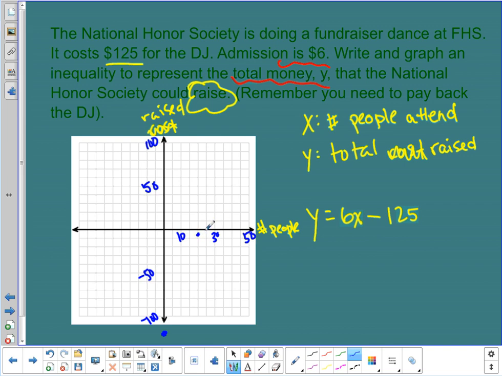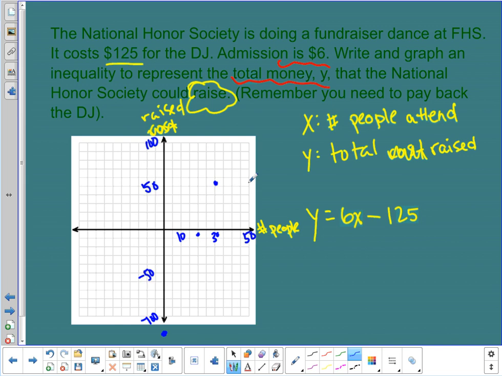Let's say 30 people attend the dance. 30 times 6 is 180 minus the 125 we hand the DJ is 55. So if 30 people attend the dance, National Honor Society has made 55 bucks. Okay, let's say 50 people attend the dance. What's 50 times 6? 50 times 6 is 300 bucks. Subtract the 125, and I have $175.